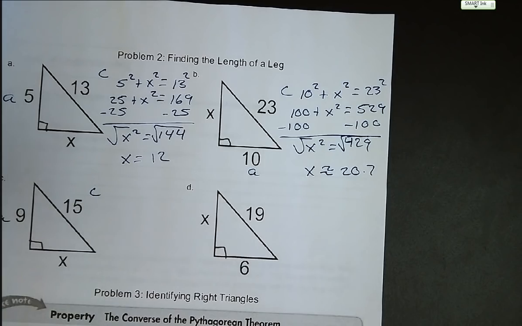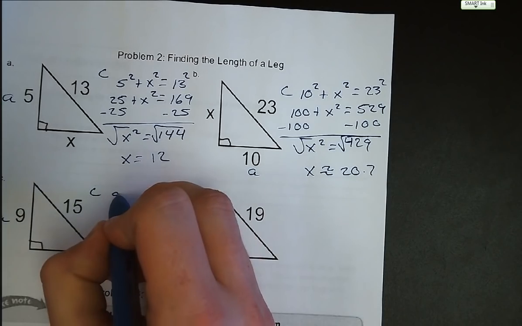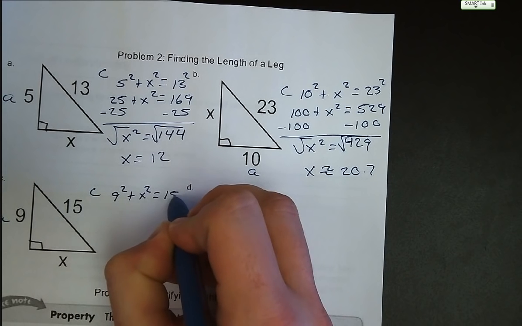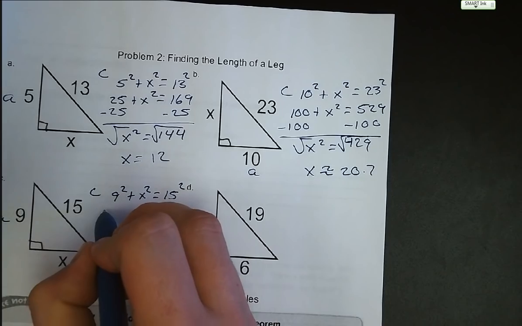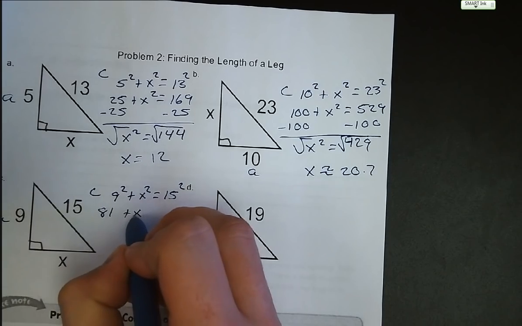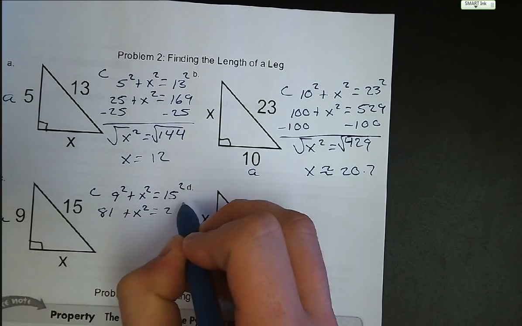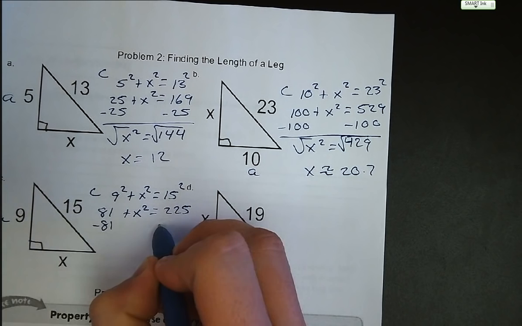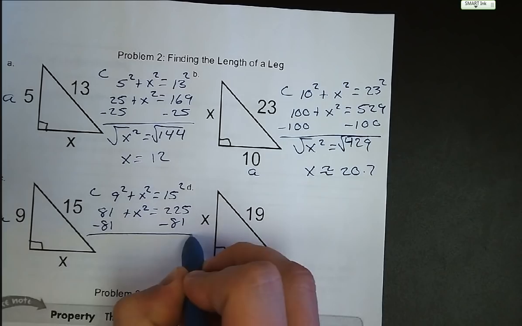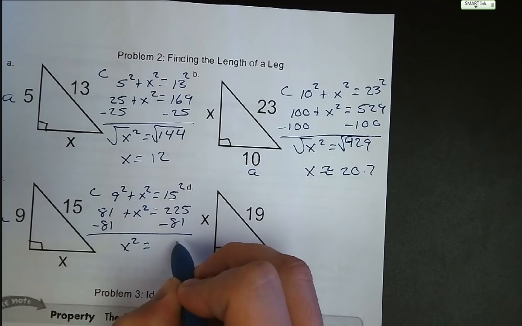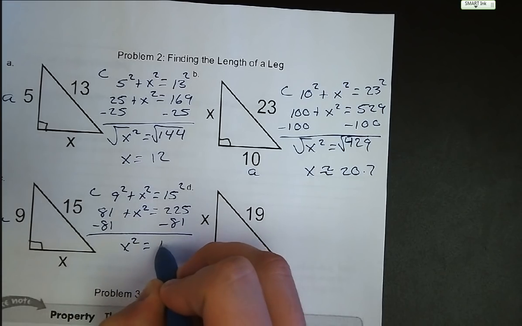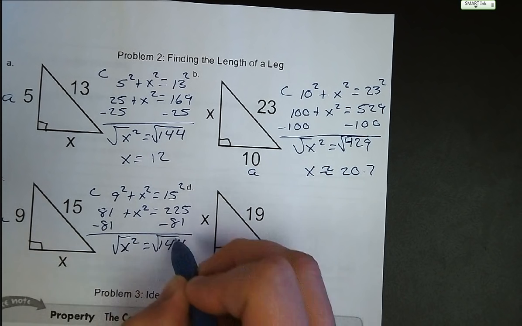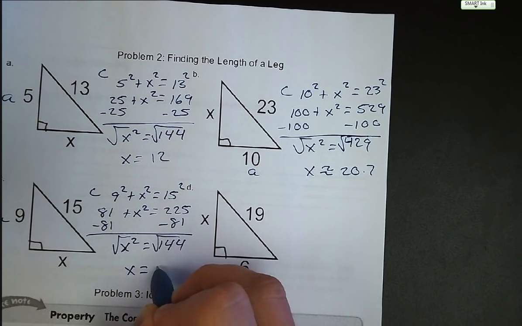So letter C, we've got 9 squared plus x squared is equal to 15 squared. 9 squared is 81, and 15 squared is 225. So we're going to subtract 81 from both sides of the equation, and we get x squared is equal to 144. Take the square root of both sides, and you get x is equal to 12.